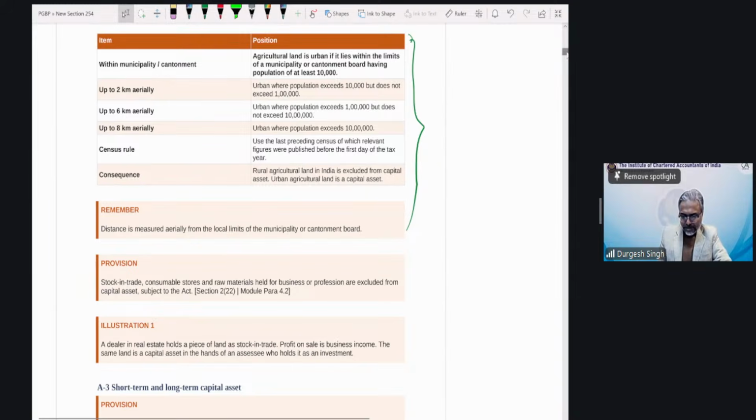Sir, I have read it, but can you tell me under which current section this is being covered? Earlier it was under section 2(14). Right now, in which section is it being covered? Section 2, clause 22? 220? 222, sir. Yes, 222. Perfect. Very good.